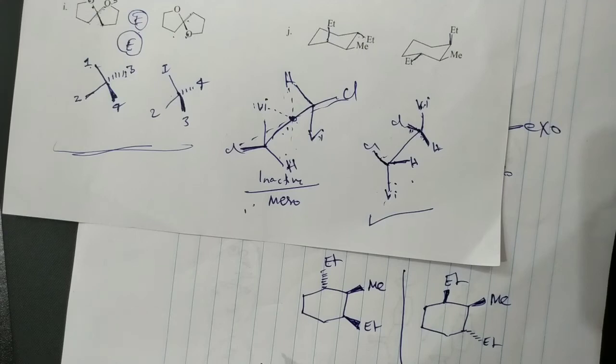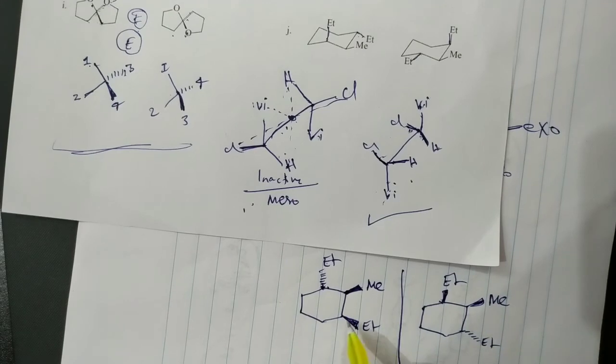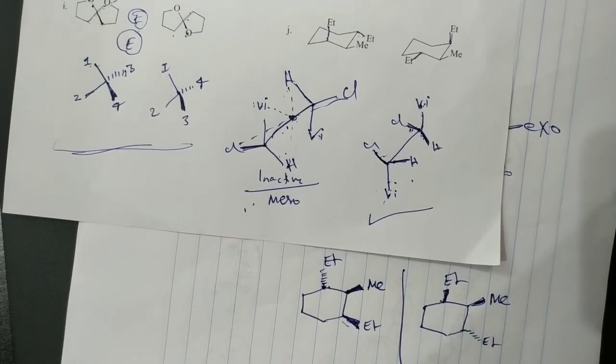Actually, here this carbon is not a chiral carbon. Okay, so this is a chiral carbon, this is a chiral carbon. Here the configuration is changed. This is a chiral carbon, this is a chiral carbon. The configuration is changed. So these two are mirror images of each other, enantiomers.